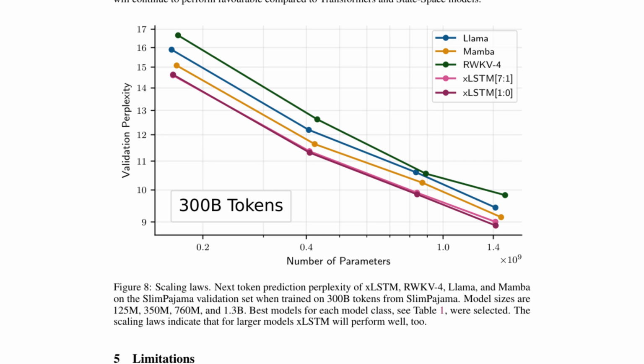The scaling behavior indicates that for larger models, xLSTM will continue to perform favorably compared to transformers and state space models. Figure 8. Scaling laws. Next token prediction perplexity of xLSTM, RWKV4, Llama, and Mamba on the SlimPajama validation set when trained on 300B tokens from SlimPajama. Model sizes are 125M, 350M, and 1.3B. Best models for each model class were selected. The scaling laws indicate that for larger models, xLSTM will perform well too.